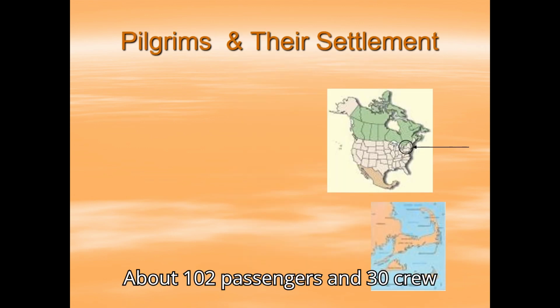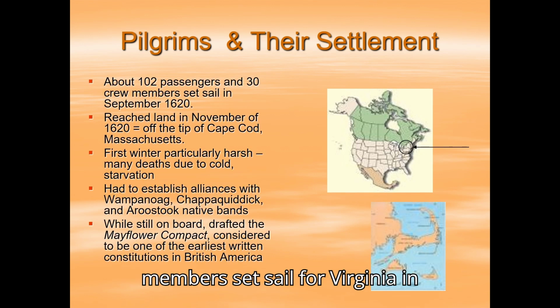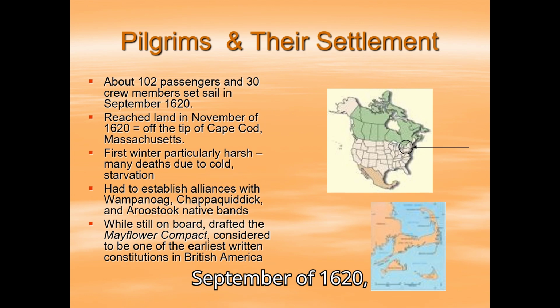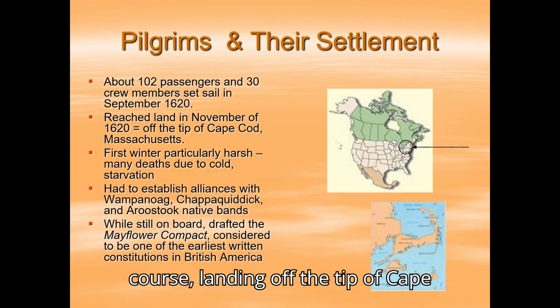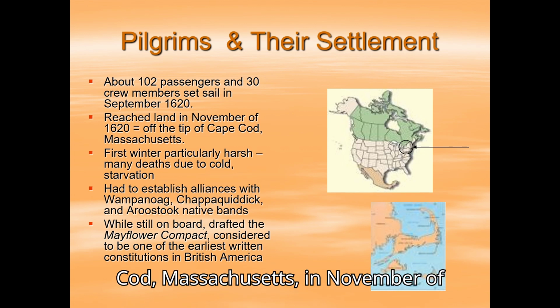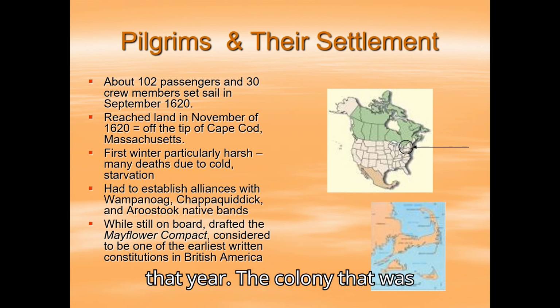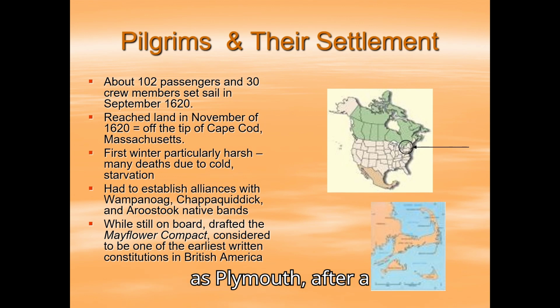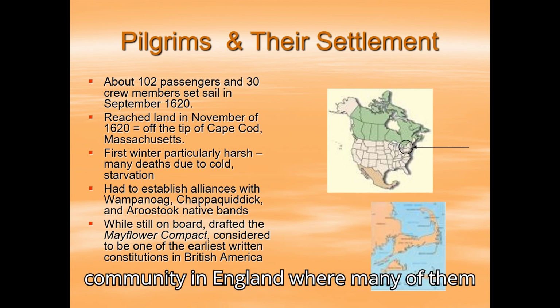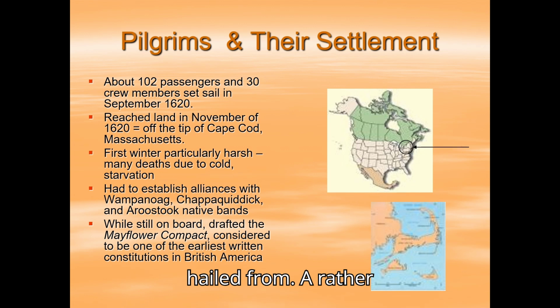About 102 passengers and 30 crew members set sail for Virginia in September of 1620. But they were blown off of their original course, landing off the tip of Cape Cod, Massachusetts, in November of that year. The colony that was established here came to be known as Plymouth, after a community in England where many of them hailed from.